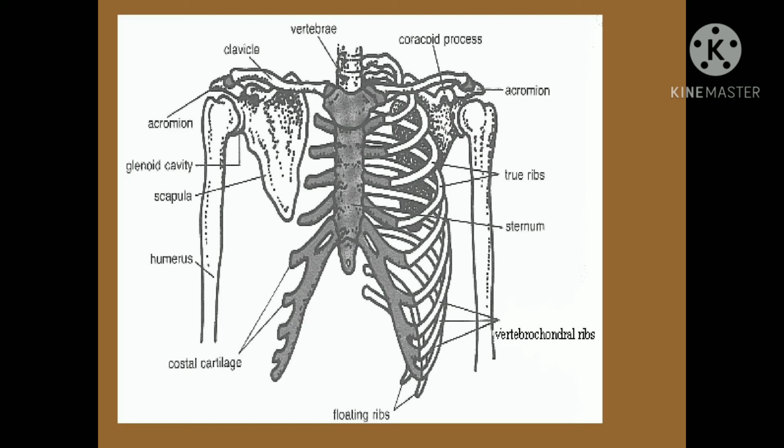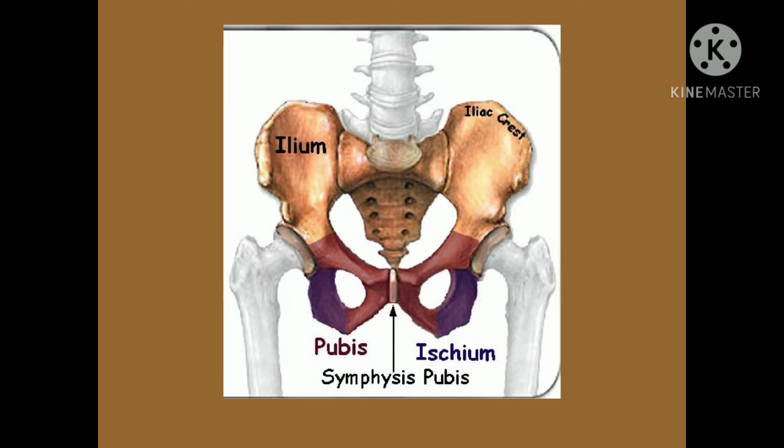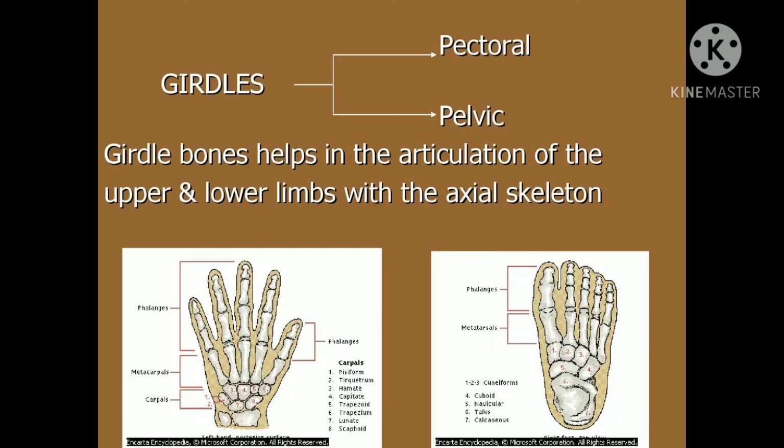After this I am going to show you an interesting picture. This is actually the pelvic girdle. Okay, this is a pelvic girdle. Girdles are of two types: pectoral and pelvic. The girdle bones help in the articulation of the upper and lower limbs with the axial skeleton. We are going to discuss this in depth in our class.